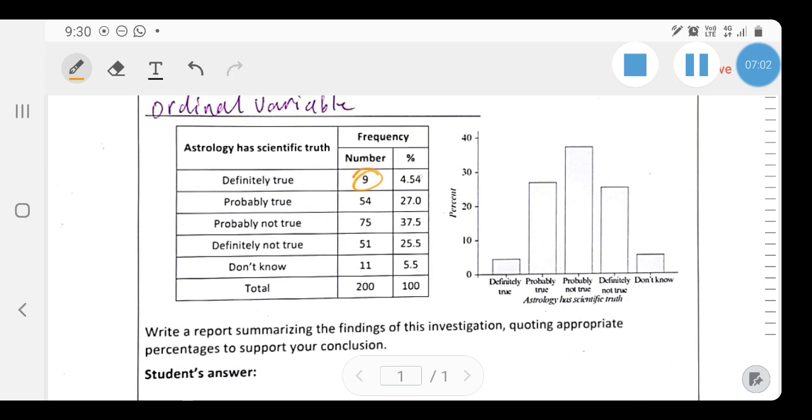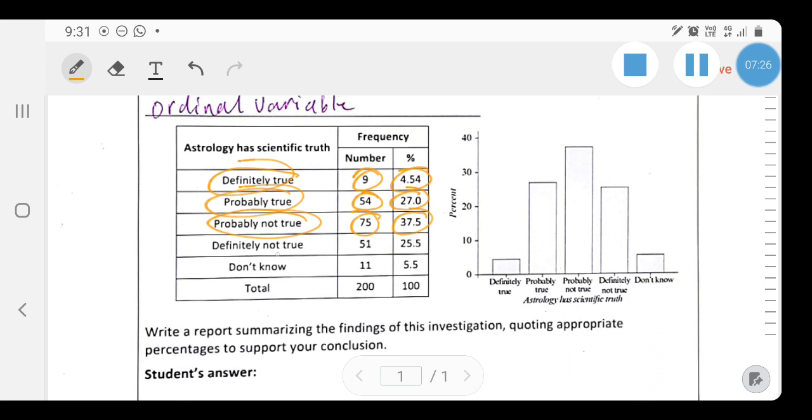9 people, which is 4 and a bit percent, think astrology definitely has scientific truth. 54 people, 27%, think that it probably does. 75 people rather, and 37.5% think that astrology probably is not true.